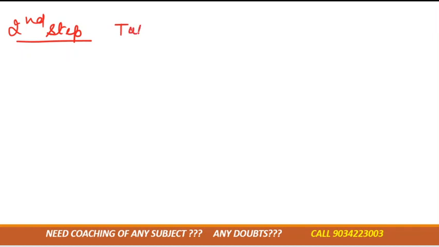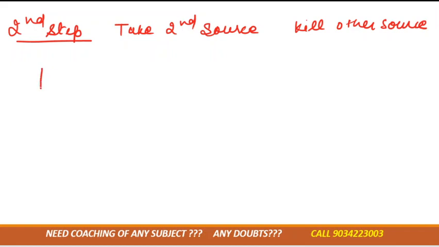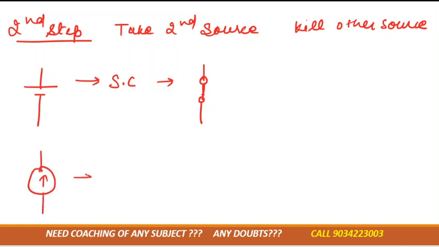Okay, now in the second step, we'll take the second source. You will have to write it down like this: take second source, kill other sources, right? I told you that if there is a voltage source, you need to short circuit it. Short circuit means first remove this voltage source, then connect it with a plain wire. If there is a current source, then you need to open circuit it. Open circuit means you simply remove the current source, correct?